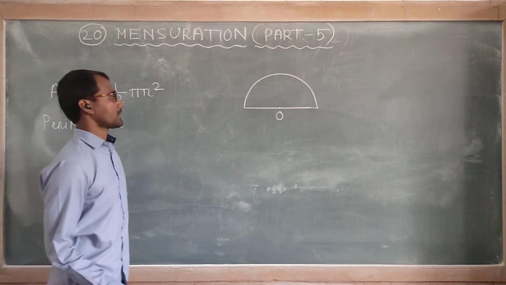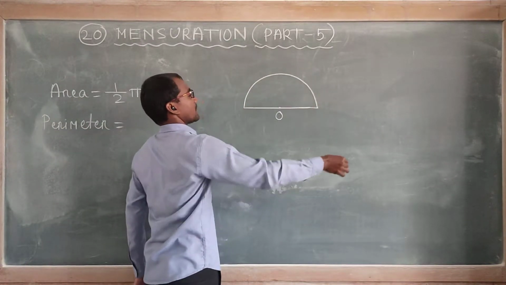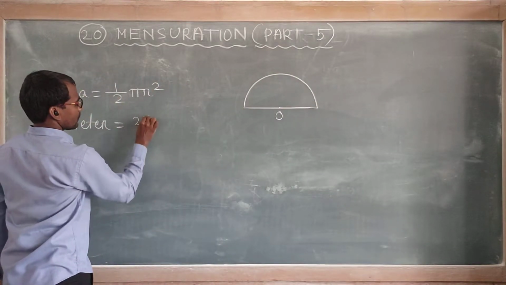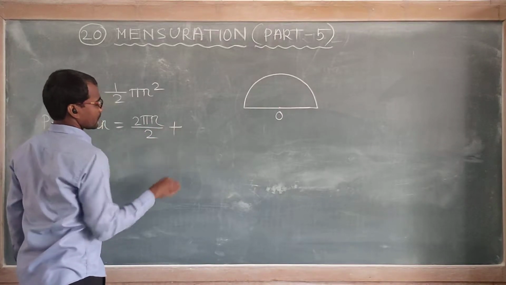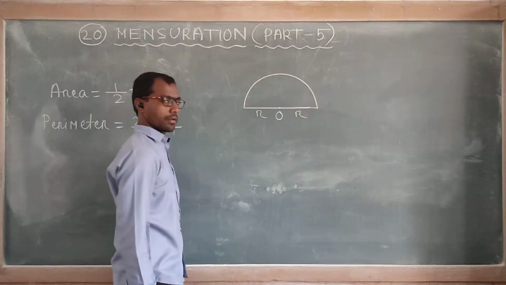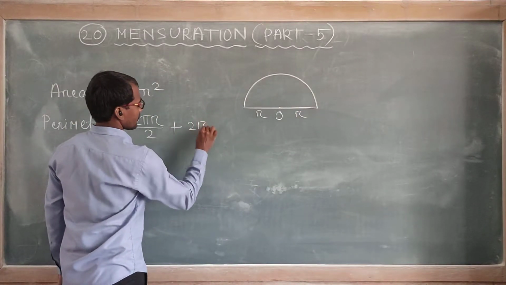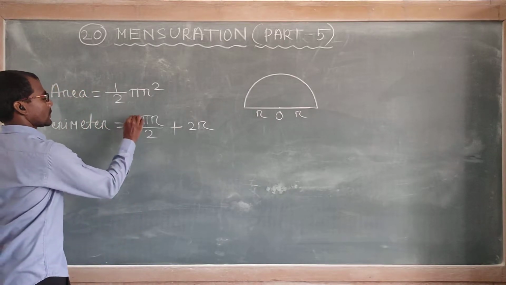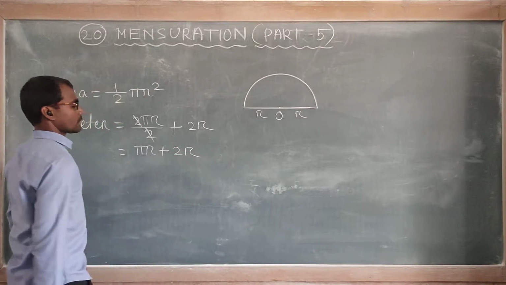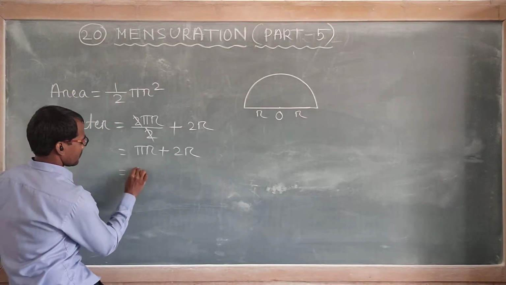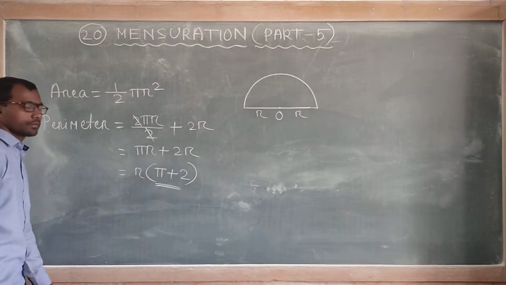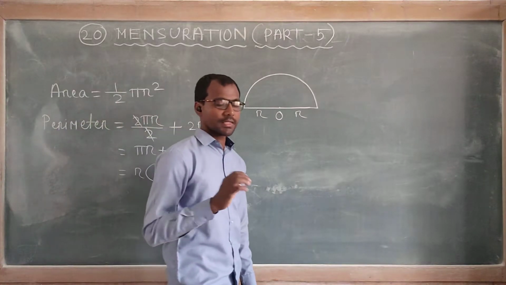Then perimeter. Now see the perimeter. This curved part, the total will be 2 pi r, so half will be 2 pi r by 2. Then this is the diameter, this is r, this is also r, so its length is 2r. So the 2 cancels, pi r plus 2r. If we take r common, it is r times pi plus 2. So this is the formula for perimeter of a semicircle.